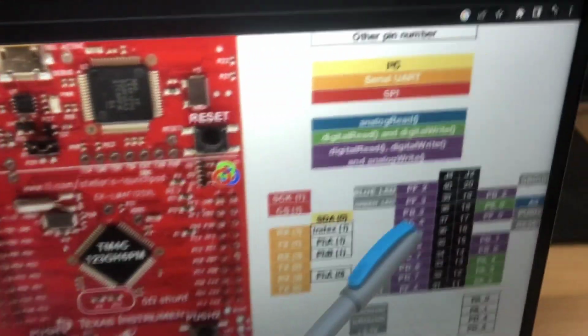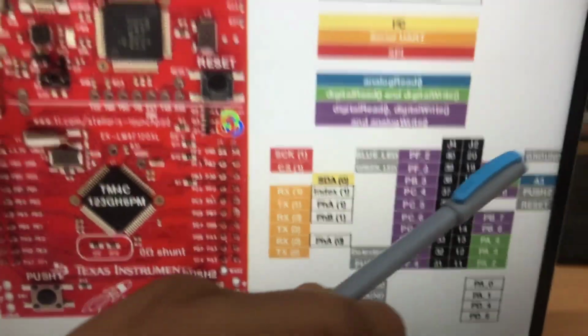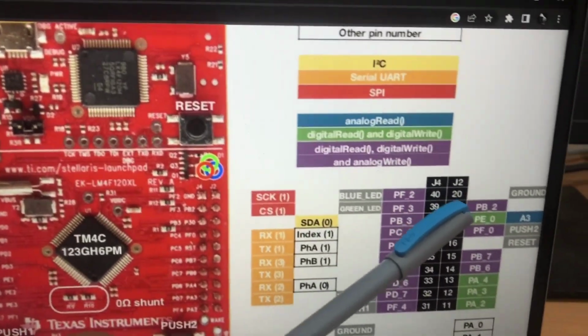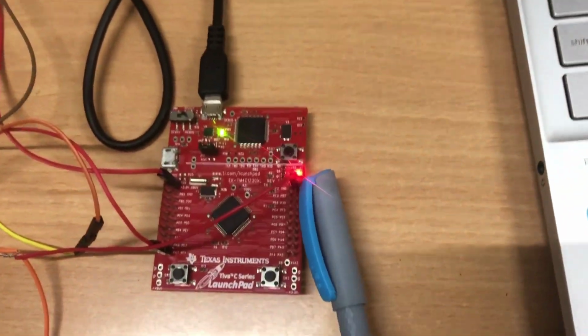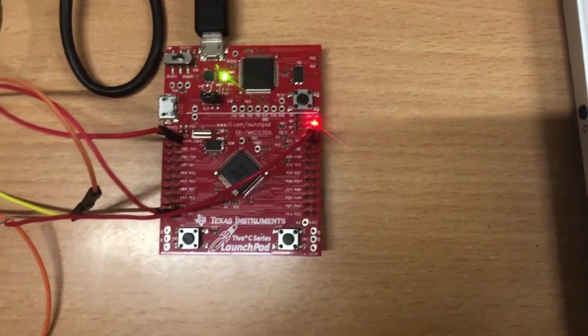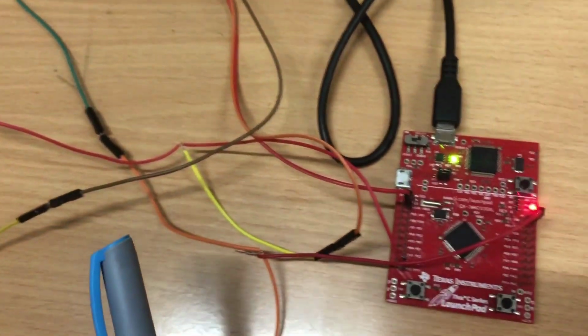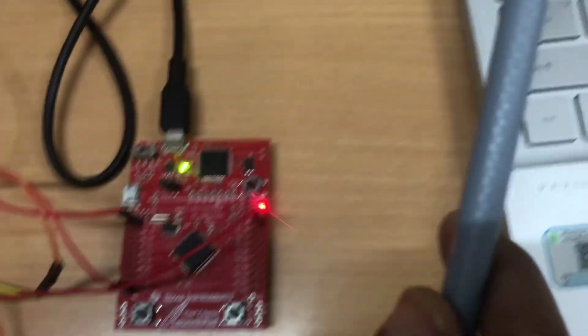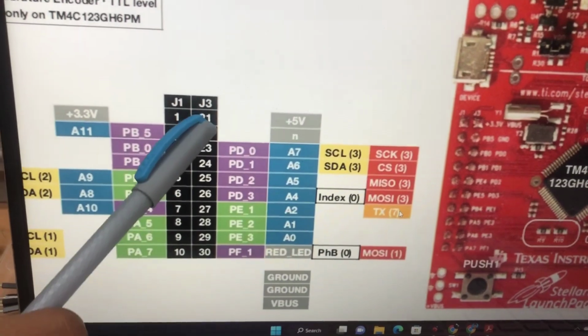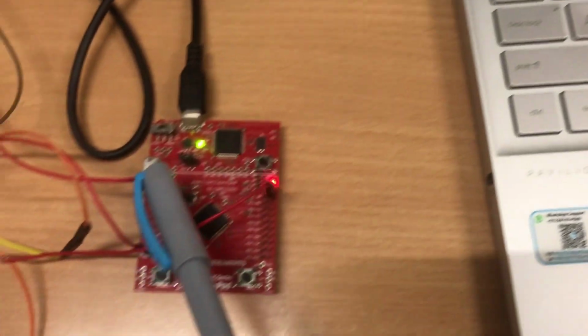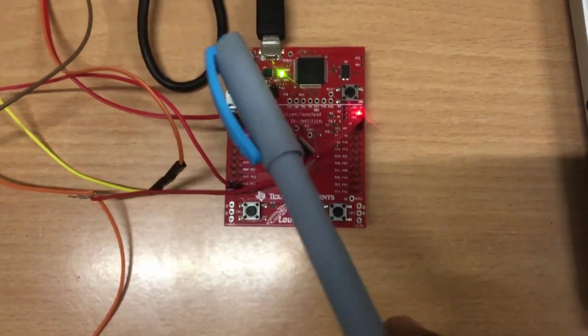If you look at the top right corner, you are able to see the ground pin, which is the 20th pin. This ground pin is taken out and given to the oscilloscope ground as well as the servo motor ground. And the 5 volt power supply is the 21st pin, which we have taken and given to the servo motor.